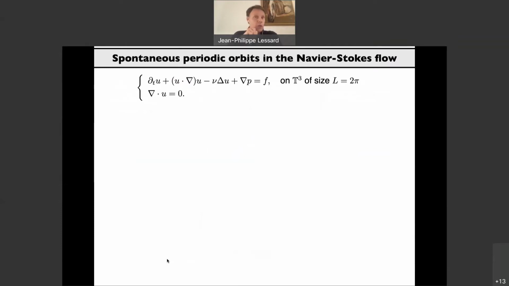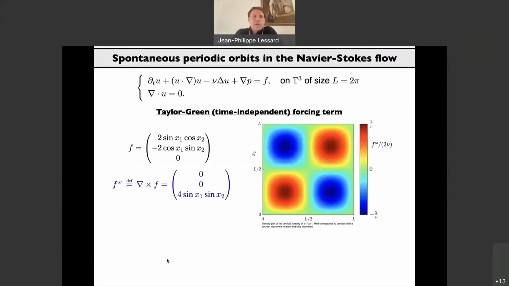So for this, we need to choose an external forcing term, which is very standard. That's the so-called Taylor-Green time independent forcing term. Now F does not depend on time, it depends on space. The reason why this is a nice forcing term is that there is a known steady state for that, a closed form steady state.